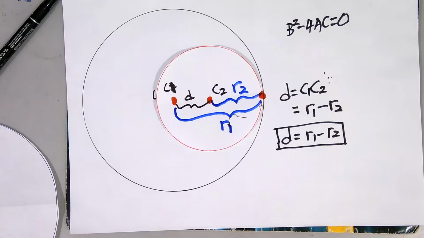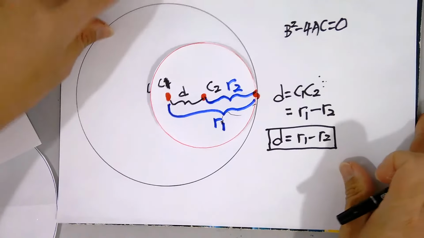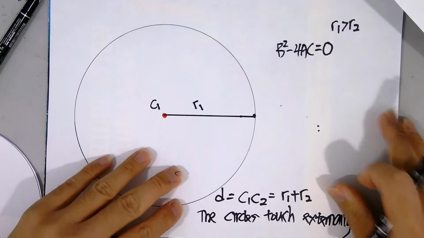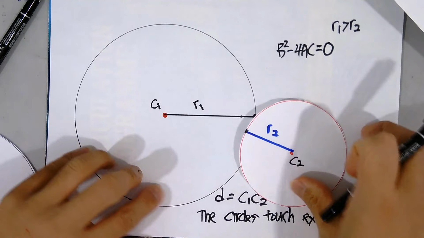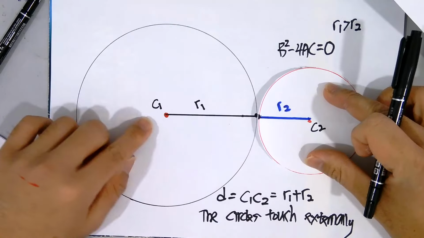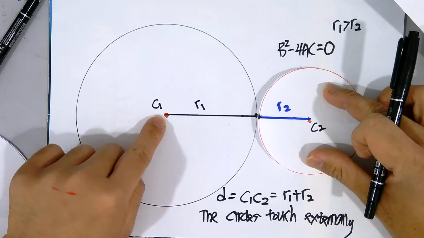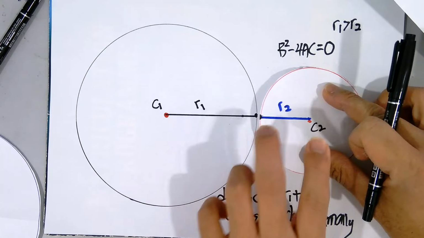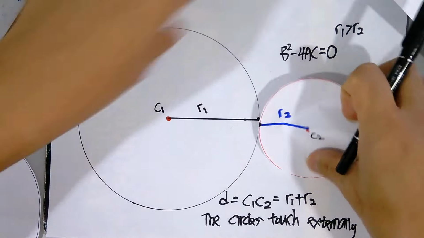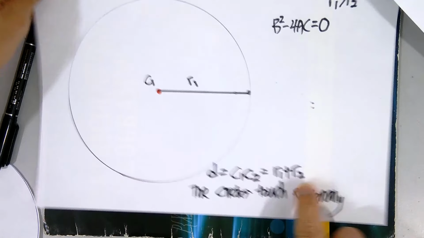Now, can you see the difference between these two situations? For the first one, where the circles touch externally, you can see clearly that the distance between the two centers is the same as R1 plus R2 if they touch externally. So then D will be R1 plus R2.